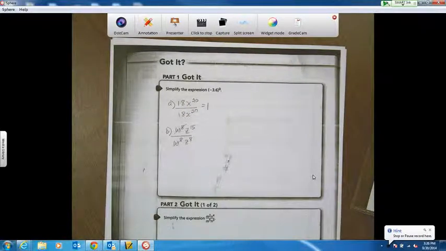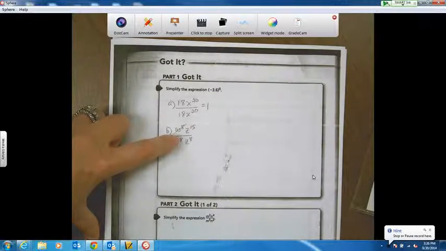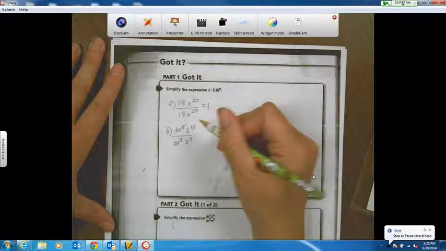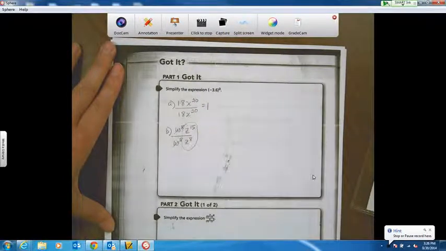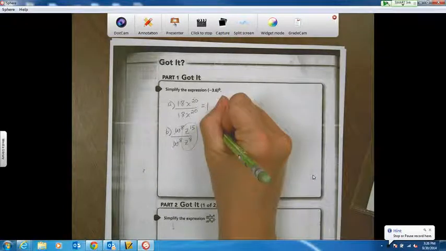That would be no different than if I used subtraction and said 8 minus 8 is 0. W to the 0 would be 1 whole. Now I'm going to remember what we talked about in the other lessons, where if I have z to the 15th over z to the 8th, then I'm going to subtract. So 15 minus 8 is going to give me 7. So this would be z to the 7th.